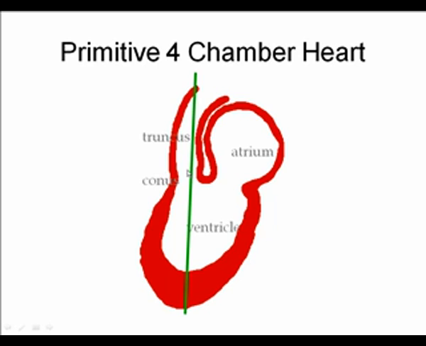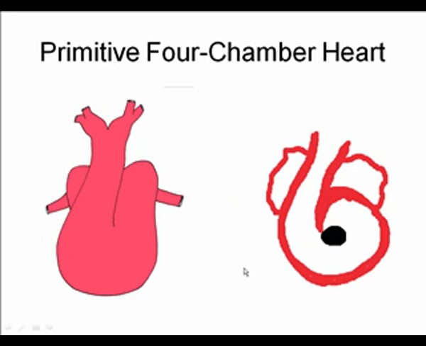If we look from the front then and remove just this part of the developing primitive four-chambered heart, we would see the following. We would see the two atria posteriorly. There would be the AV canal, which is going to open into the primitive ventricle initially, and then the primitive ventricle is going to be continuous with the conus region and then the truncus region.